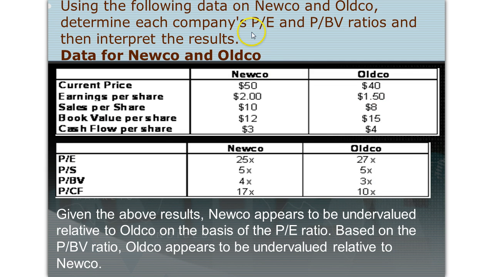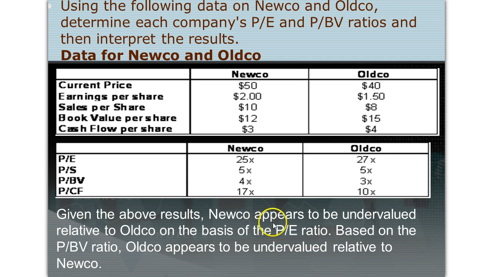So an example on using our PE and PB ratios to analyze two companies. Suppose we have two companies, new coal and old coal. The current price is this, earnings per share is this, sales per share, book value per share, cash flow per share. We'll be concentrating only on the PE ratio and the PB ratio.